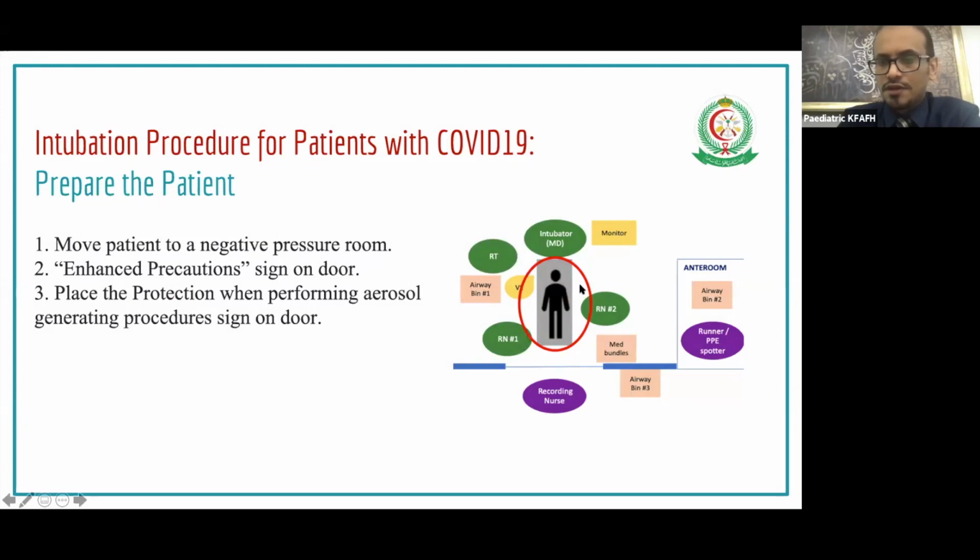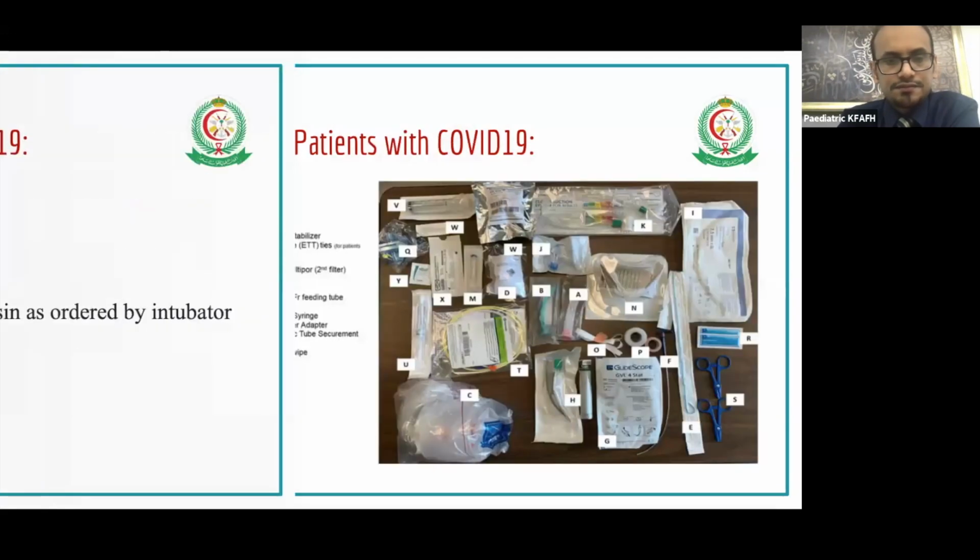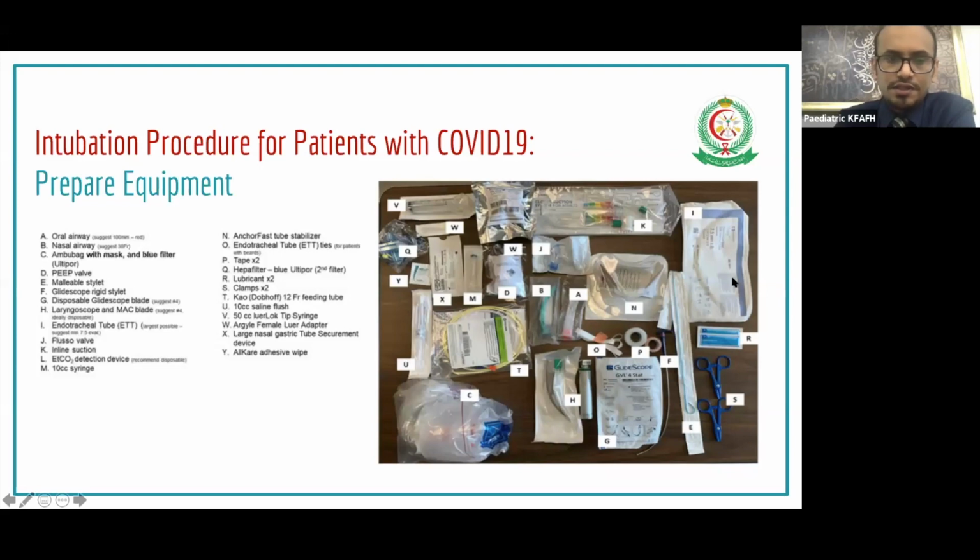As you can see here, we identify the people: the intubating physician, RT, RN, and another RN or recorder if needed, in addition to the standby people outside the room. Prepare the equipment, including the intubation cart and intubation protective equipment cart. Intubation and resuscitation medication should be ready and prepared inside the room with the ventilator. All of this equipment should be ready inside the intubation room for any need during the time of intubation.